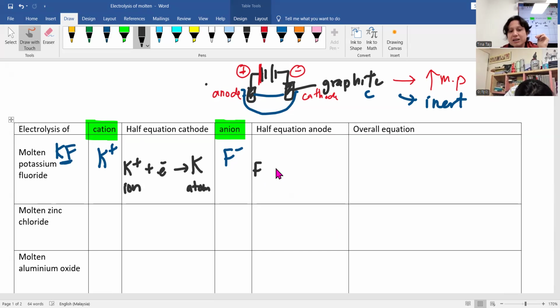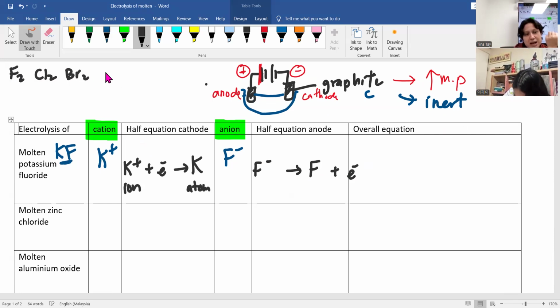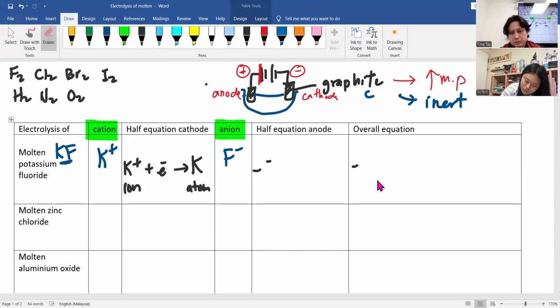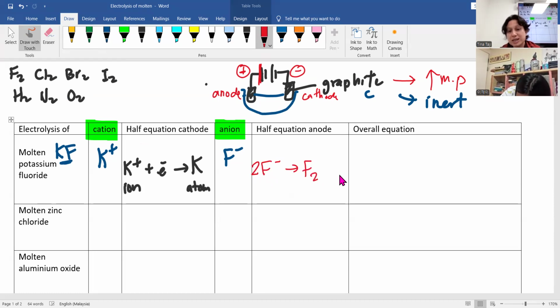Now fluoride, what will it do? Gain or lose electron? Lose electron to change back to fluorine. But the problem is, remember the list I gave you last time? Fluorine, chlorine, bromine, iodine, hydrogen, nitrogen, oxygen, all must be double, double, double. So here I must put 2 fluoride ions changes back to fluorine gas, and releases 2 electrons.